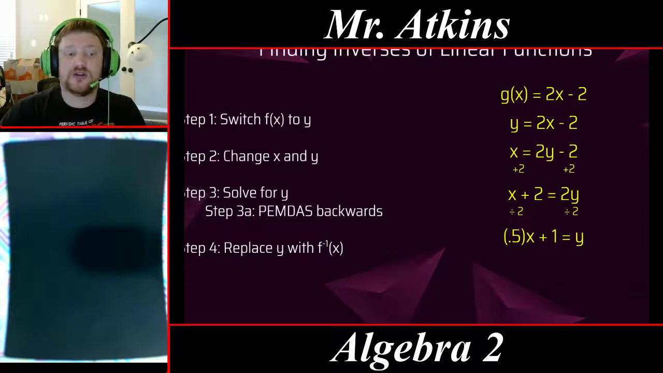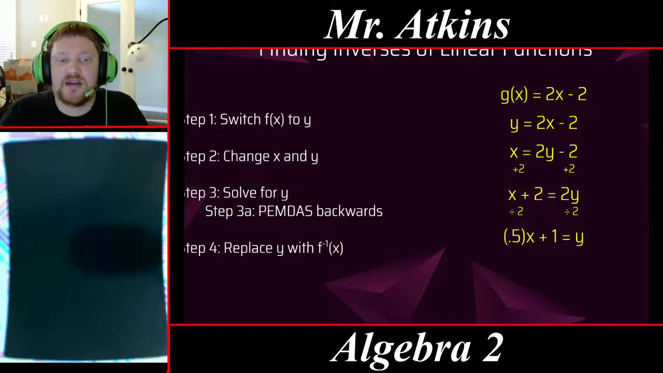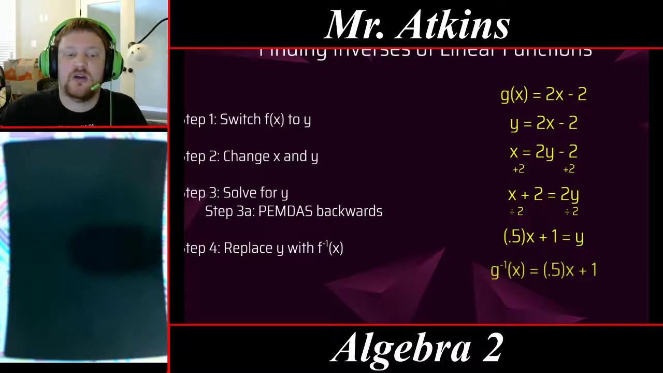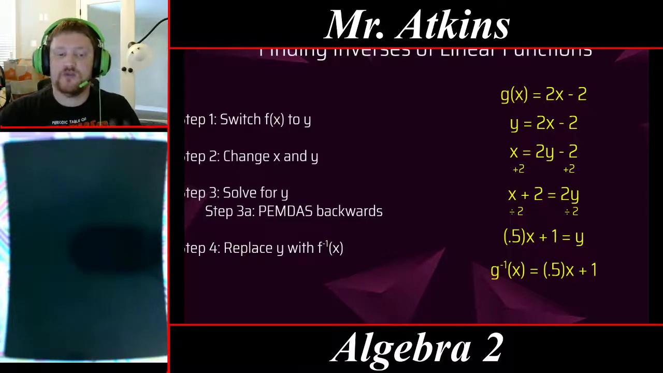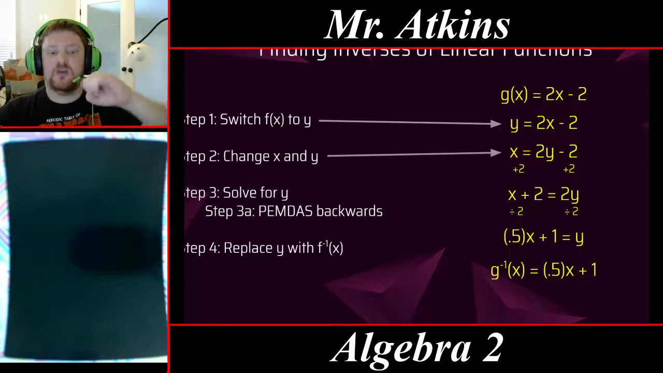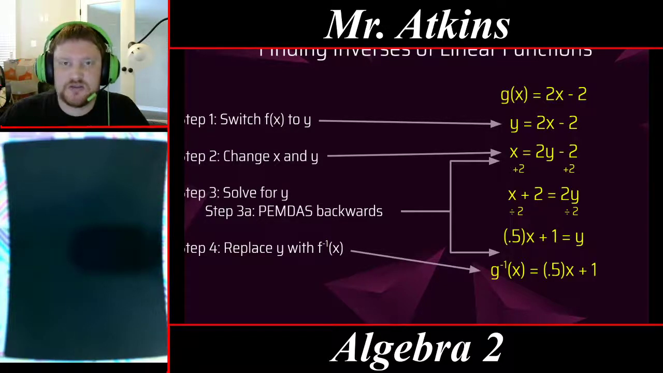Now our step 4 tells us to replace y with f inverse of x. But remember, our function wasn't called f, it was called g. So in this case, we're actually going to replace it with g inverse of x. So, quick recap, 4 steps. We switched g of x to y, we changed x and y, then we solved for y, and finally we replaced y with g inverse of x.